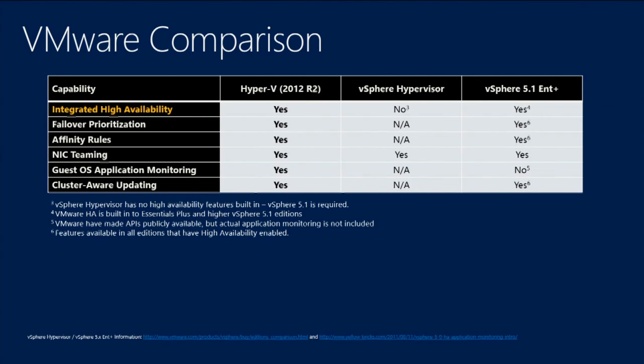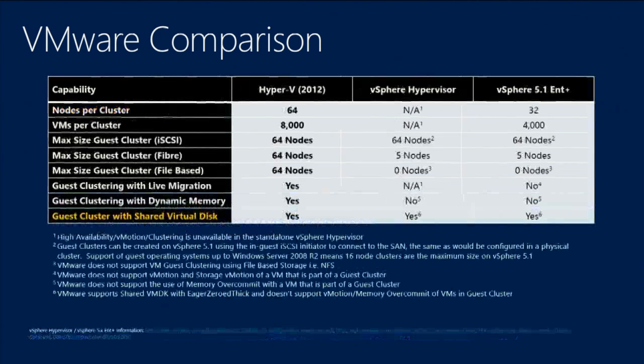We both have an update mechanism in the box. Cluster-aware updating on the Hyper-V side, Update Manager on the vSphere side. When we start to look at some of the guest clustering, or in the host clustering as well, scalability, Hyper-V is huge. VMware's pretty big as well. But guest clustering flexibility is where Hyper-V really starts to come into its own, especially when you think about building guest clusters and using live migration and dynamic memory. Because on VMware, they're not supported today.